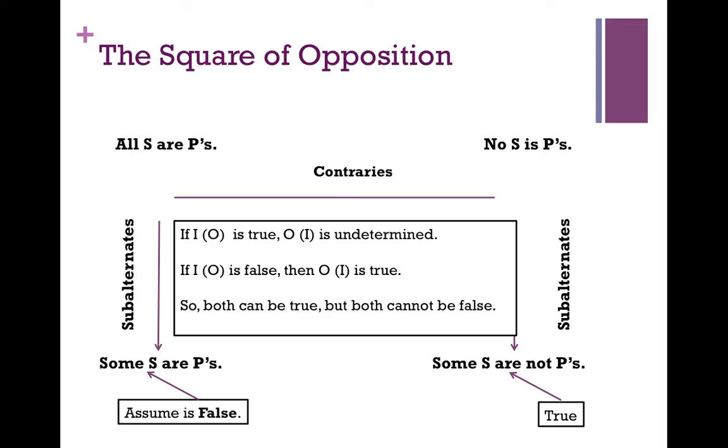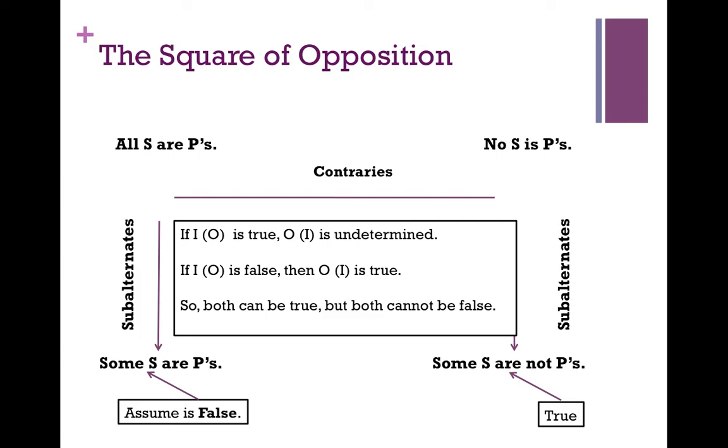We can draw a conclusion from this also, which is that both I and O, it is possible for them to be true at the same time. It could be the case in some scenarios in which both are true. But what is impossible is for both of them to be false at the same time. There is no scenario under which both of these would ever be false. So whenever you're dealing with categorical propositions, I or O, one or the other, is always going to be true. It's never going to be the case that both of those are false.